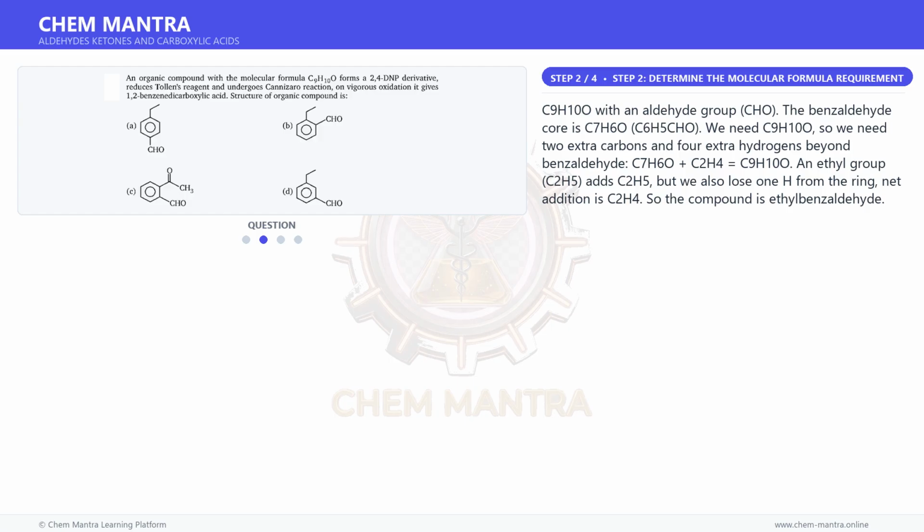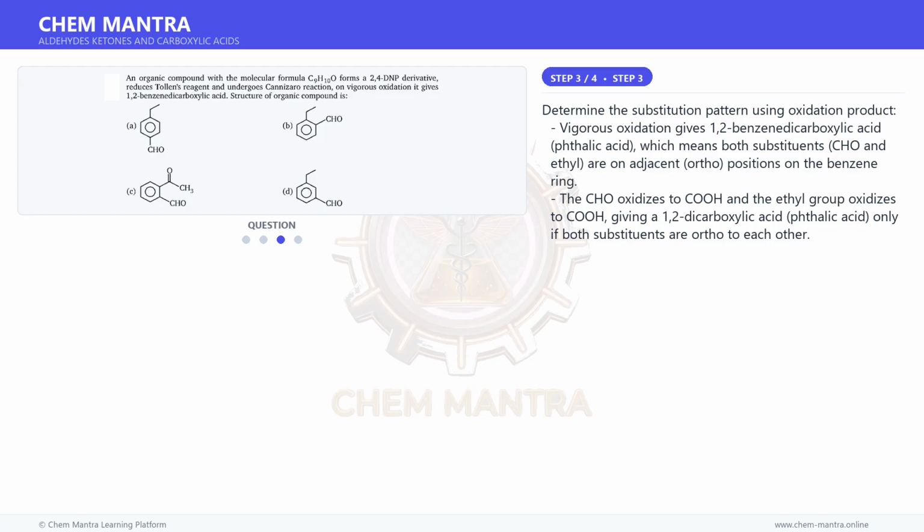C9H10O with an aldehyde group, CHO. The benzaldehyde core is C7H6O, C6H5CHO. We need C9H10O, so we need 2 extra carbons and 4 extra hydrogens beyond benzaldehyde. C7H6O plus C2H4 is equal to C9H10O. An ethyl group, C2H5, adds C2H5, but we also lose one H from the ring. Net addition is C2H4. So the compound is ethylbenzaldehyde. Moving on to the next step.